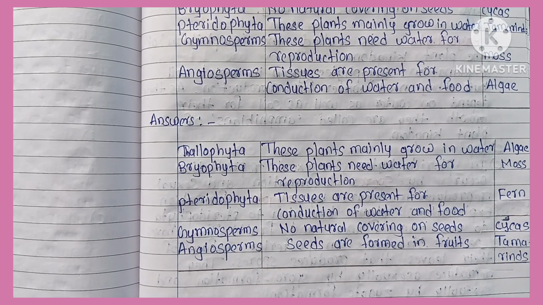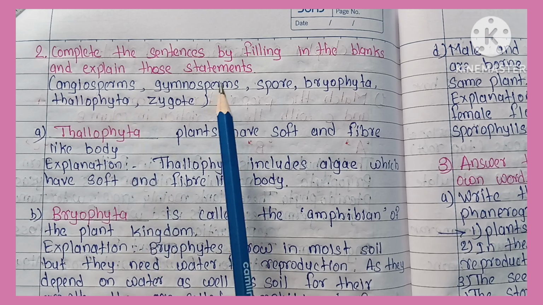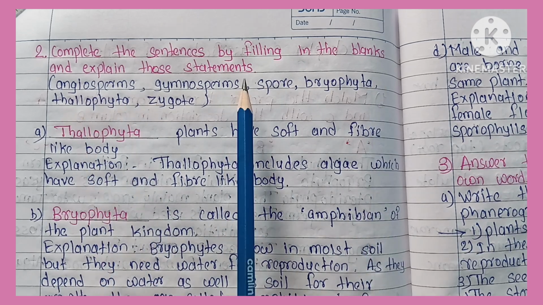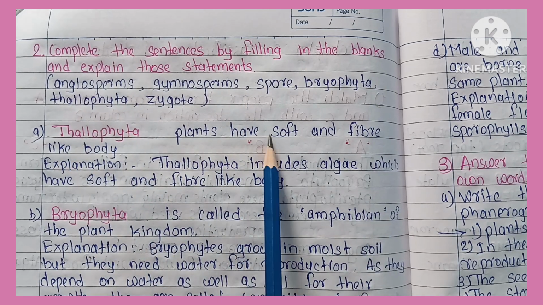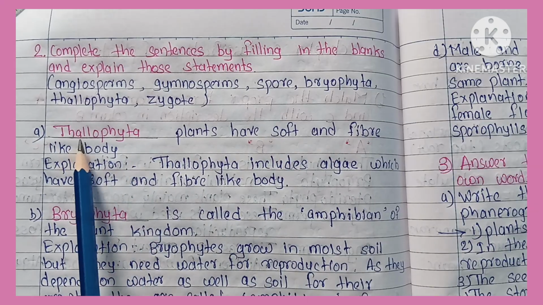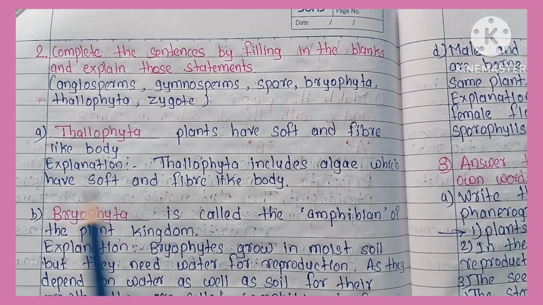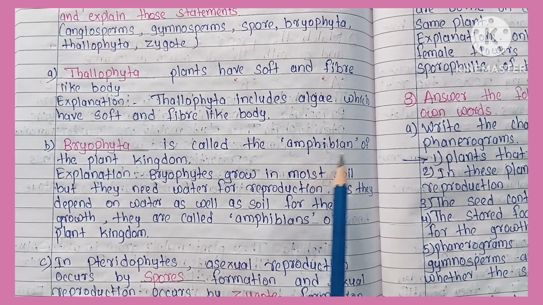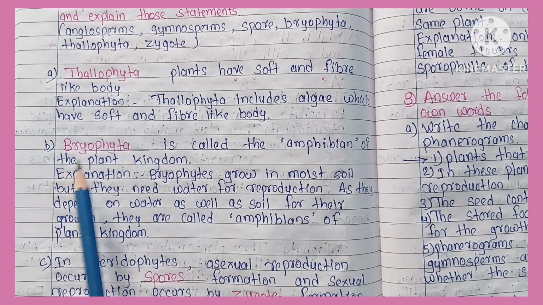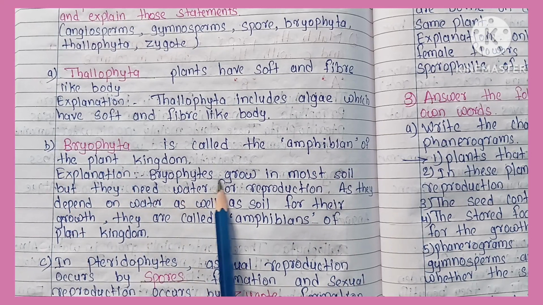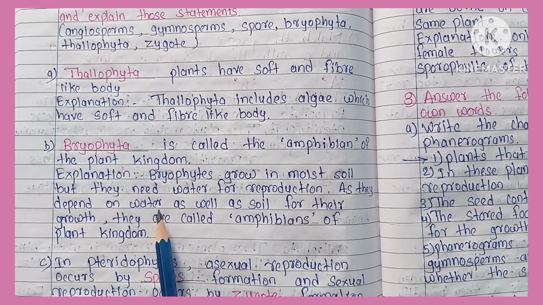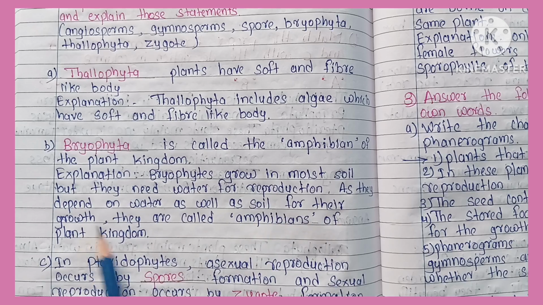Example, tamarind. Second question, complete the sentences by filling in the blanks and explain those statements. First, dash plants have soft and fiber like body. The answer is Thallophyta. Explanation, Thallophyta includes algae which have soft and fiber like body. Next, dash is called the amphibians of the plant kingdom. Answer is Bryophyta. Explanation, bryophytes grow in moist soil but they need water for reproduction. As they depend on water as well as soil for their growth, they are called amphibians of plant kingdom.